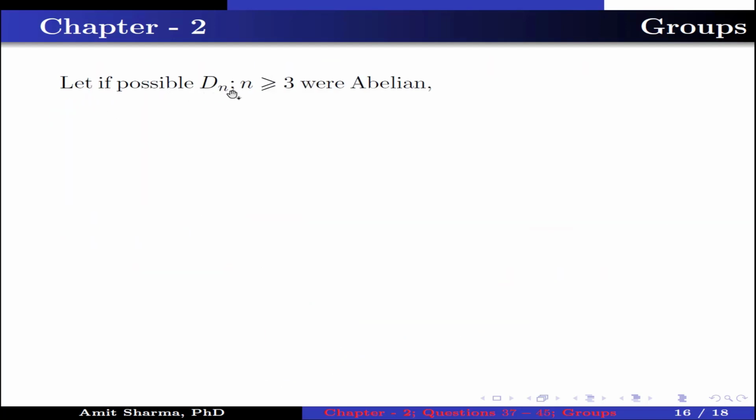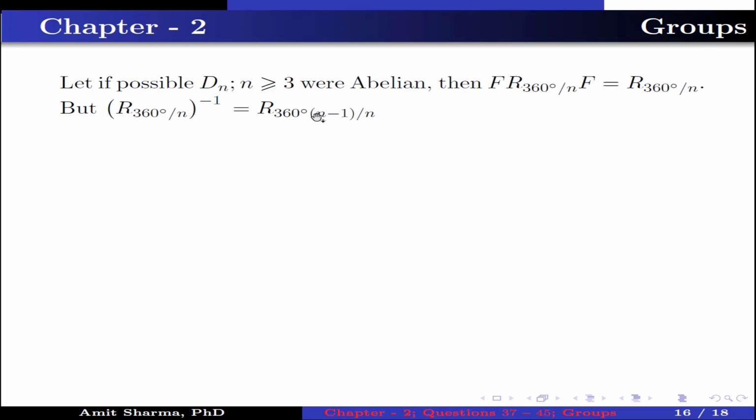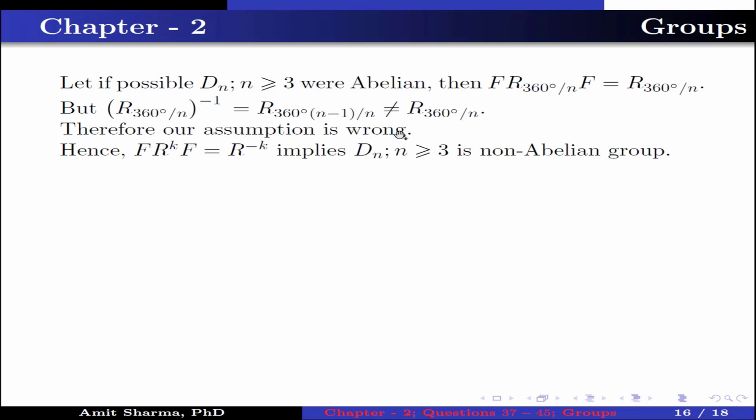Now let, if possible, Dn for n greater than or equal to 3 be abelian. Then F R 360 degree by n F, this is known as rotation, should be equal to R 360 degree by n. But R 360 degree by n inverse is equal to R 360 into n minus 1 by n, which is not equal to R 360 degree by n. Therefore, our assumption is wrong. Hence, F R to the power k F is equal to R to the power minus k implies Dn for n greater than or equal to 3 is a non-abelian group.